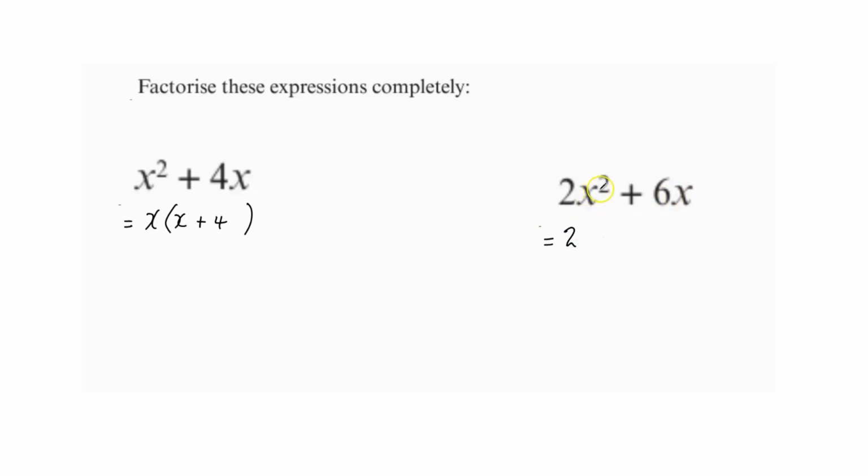The highest common factor of 2 and 6 here would be 2, and the highest common factor of x squared and x here would be x. So 2x times x here would give us 2x squared, and 2x times 3 would give us 6x. So that's completely factorized. Let's look at another question.